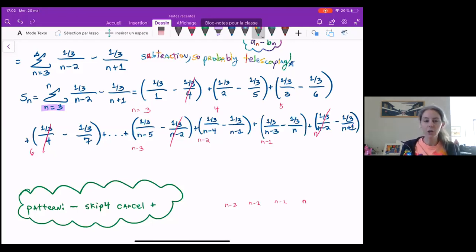Now we want to continue our pattern of cancellation. So I'm going to go to the next negative. Negative 1/3 over 5. Skip 4. 1, 2, 3, 4. I pretend the plus dot dot dot is not there. And I'm going to cancel with the next positive I see. So that negative 1/3 over 5, I'm going to cancel out with that.